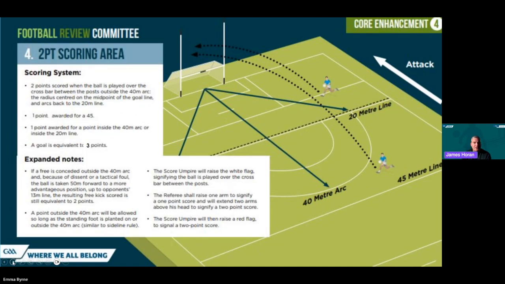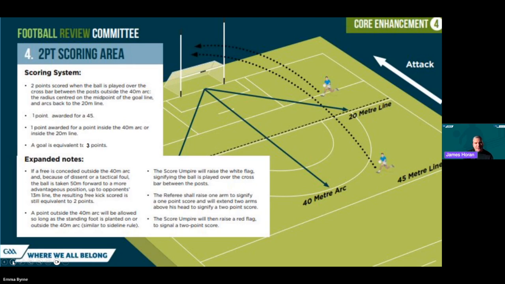So just the scoring system, and again, there's some debate, and as you know, we changed some of this after the recent Interpros. So 2 points scored when the ball is played over the crossbar from outside the arc. 1 point awarded for a 45. That was one of the ones that were changed. 1 point awarded for a point inside the 40-meter arc, or inside the 20-meter line, as you can see there in the diagram. And a goal is the equivalent to 3 points.